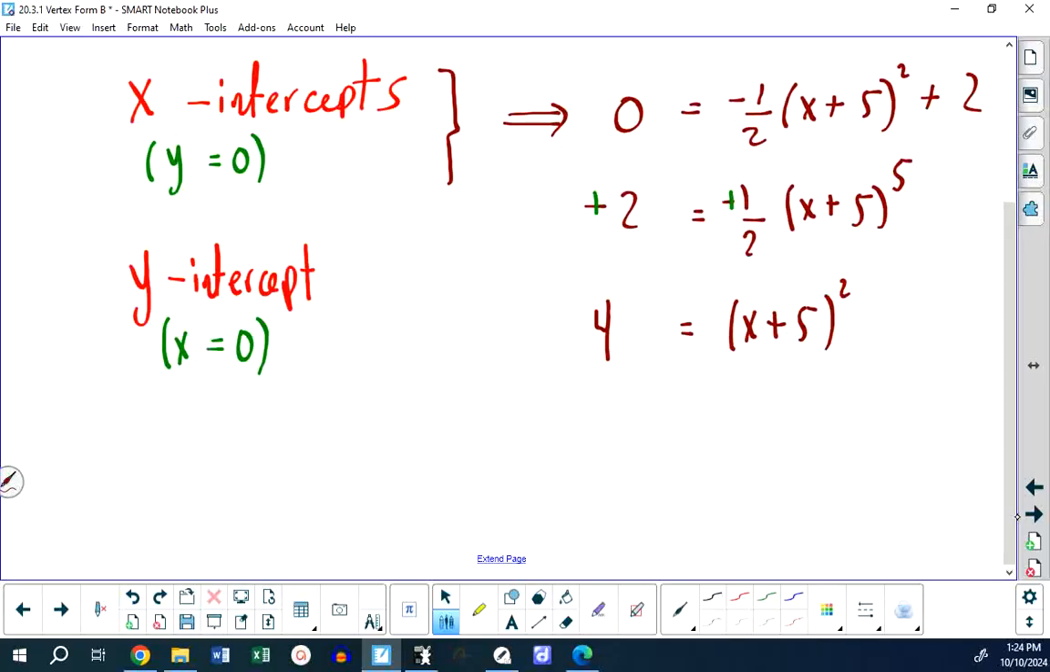So what would I do next? Well, I would take the square root, right? And by taking the square root, you get x plus 5.